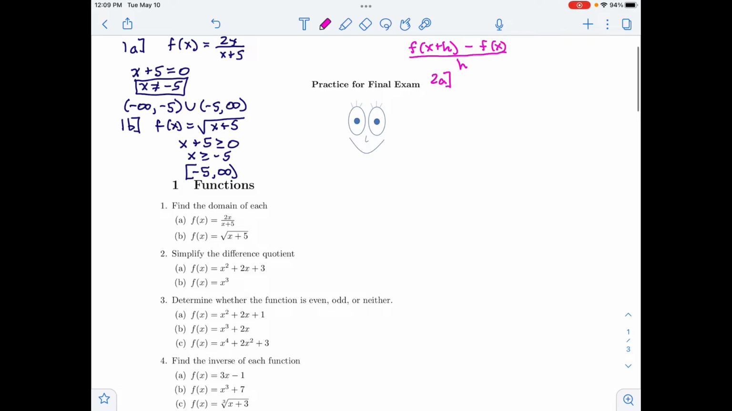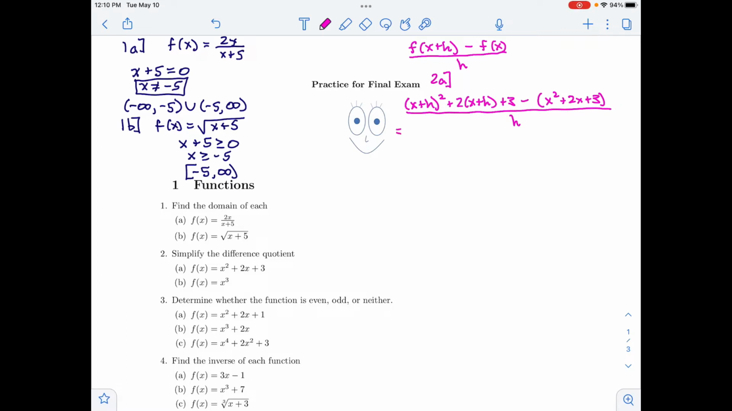So here's what the difference quotient is going to look like. We're going to have x plus h squared instead of x squared, plus 2 times x plus h, plus 3. And then we subtract off the entirety of the function just with x, so x squared plus 2x plus 3, all over h. When I talk about simplifying the difference quotient, this is all I'm talking about: multiplying everything out, gathering like terms, and then maybe seeing if you can divide out this h on the bottom. So that's what we're trying to do.